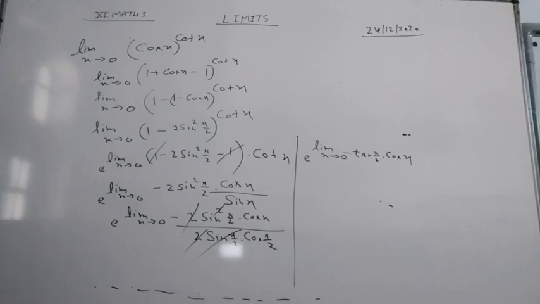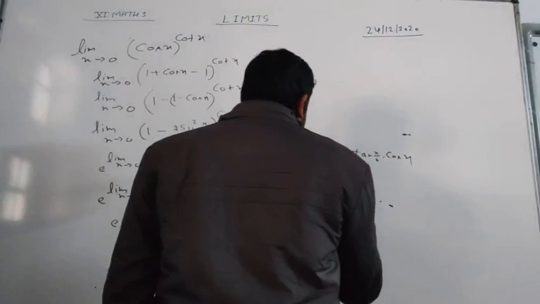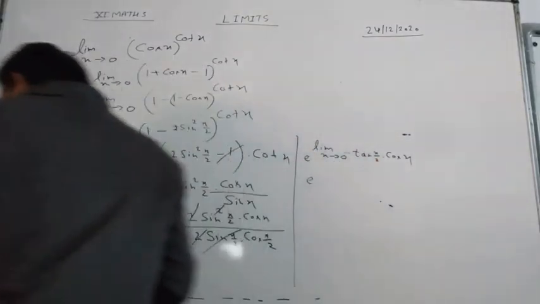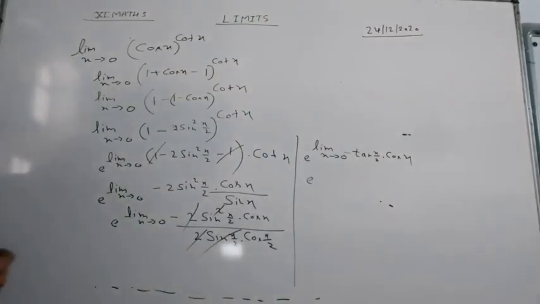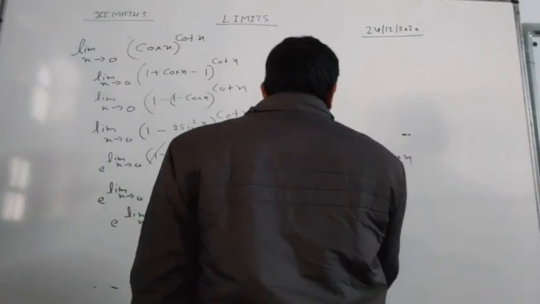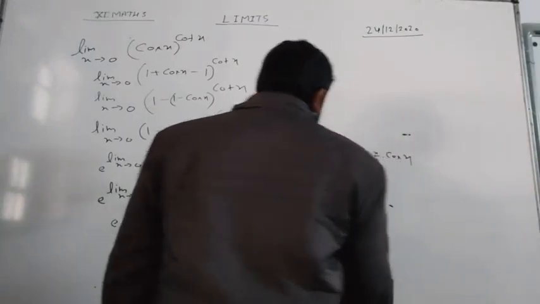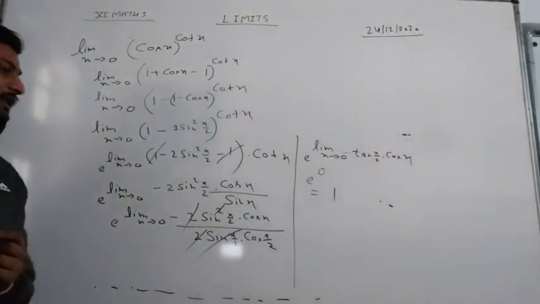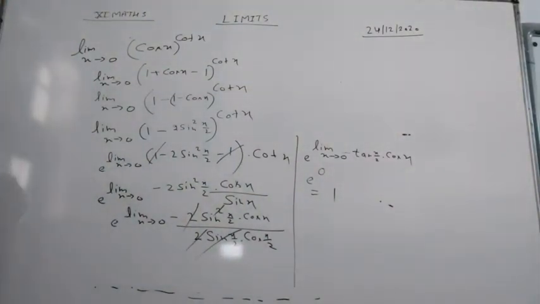Okay, so now we put the limit here. x tends to 0, tan 0 is 0, cos 0 is 1, so the upper part is 0. So this is total e to the power 0, and e to the power 0 is our 1. Okay, I hope you understand, students. Now we take another question and solve further.